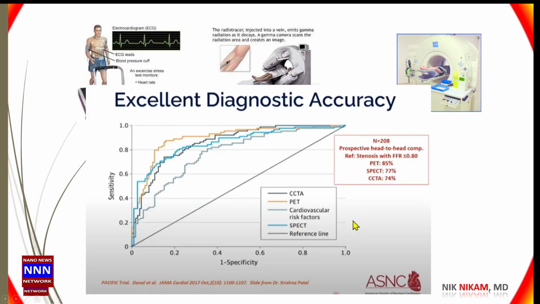So, ladies and gentlemen, if you look at the diagnostic accuracy of all these various tests, we can see that PET CT has the best performance in terms of determining if there is a blockage in an artery that is compromising the circulation to the heart muscle. And here is the orange one, which is the PET scan, which has the best ability, almost 85%, to determine the degree of blockage and the status of the arteries beyond the blockage.